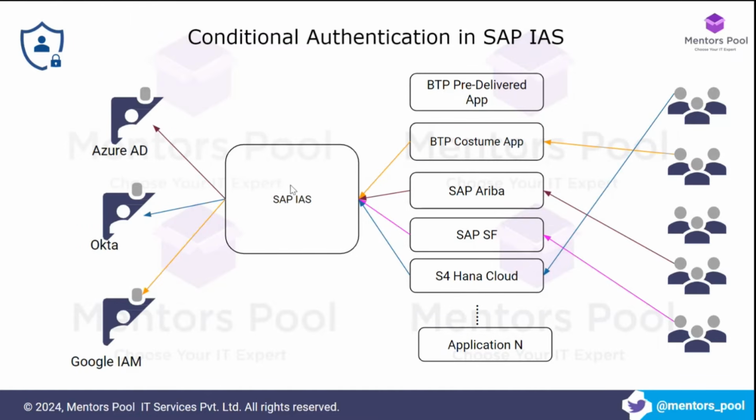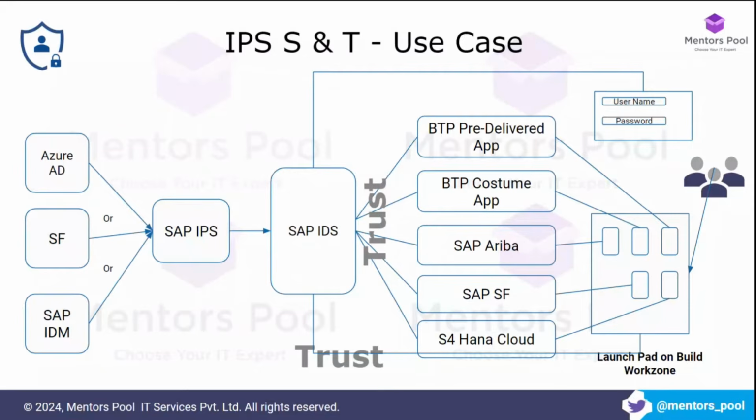That is conditional authentication. Suppose we are implementing a work zone. And for the work zone, you need to have an IAS, right? So this is the diagram. This is your Build Work Zone running in one subaccount, which is trusting IAS, right? And IAS is getting data maybe from SuccessFactors, or SAP IDM on-premise, or Azure AD.